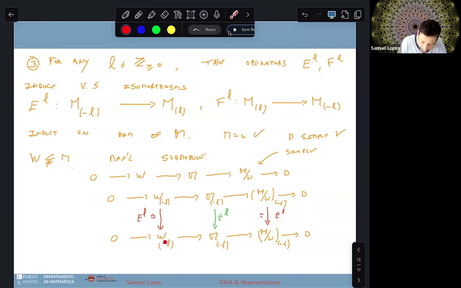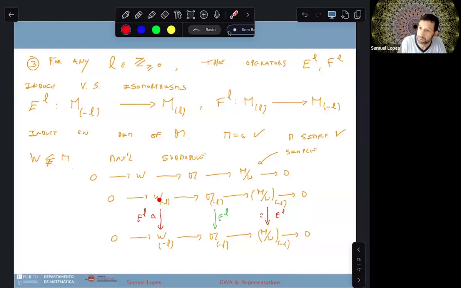Okay, so if this thing here is 0, this means that that element here goes here, goes here. This element here is in the kernel of this map. Okay, but this map is injective, so the kernel is 0. So the element on here is 0.